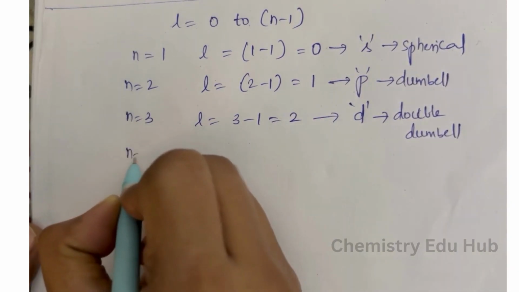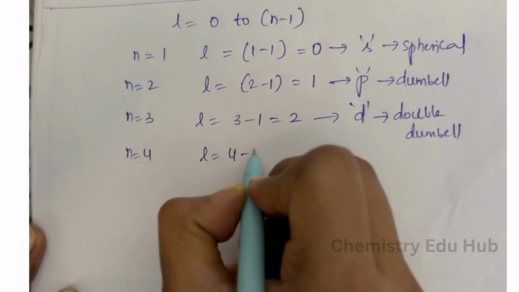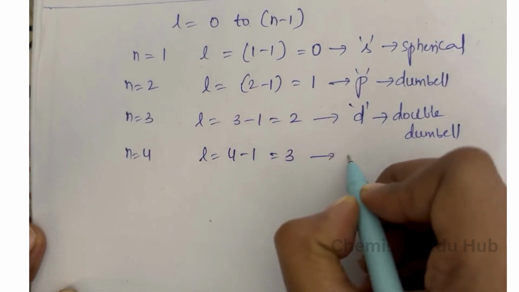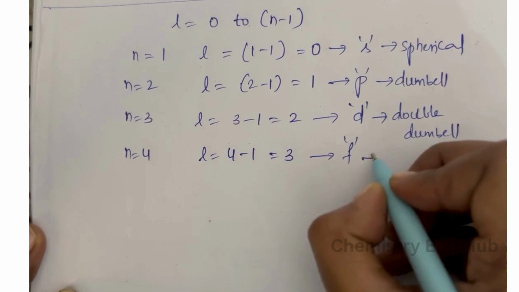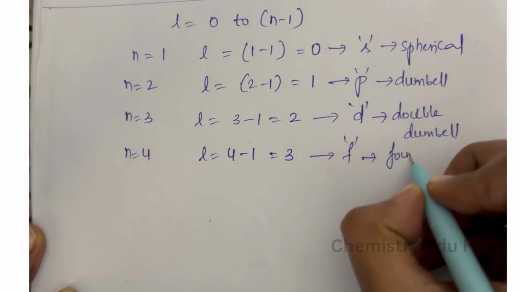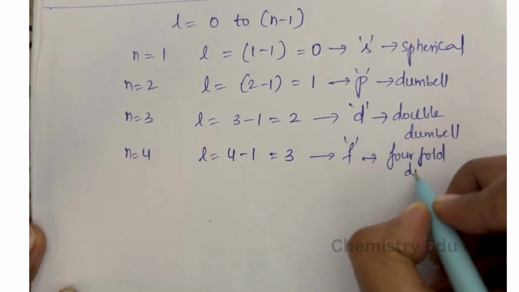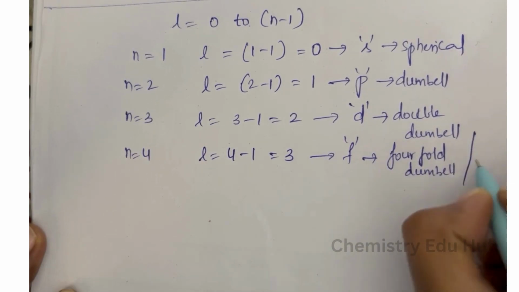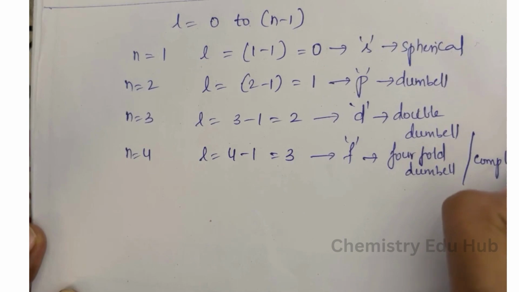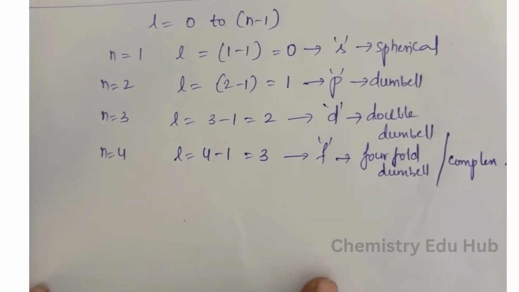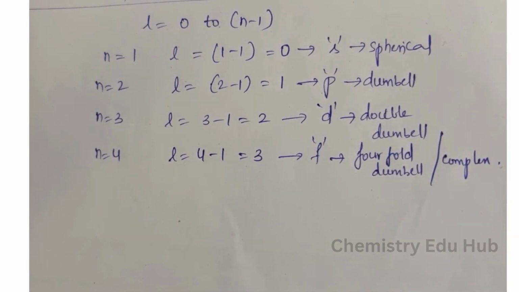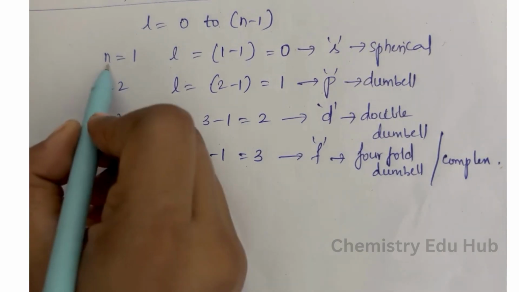And if n equal to 4, L has to be 4 minus 1, which is 3. We consider the F subshell, and the shape is a four-fold dumbbell shape, or you can say it is a complex shape, or you can say flower-like shape. So these are the various values possible for L, which depend on the n value.